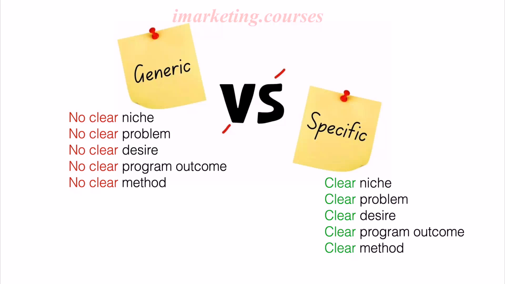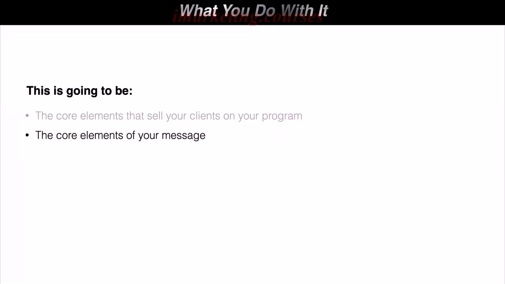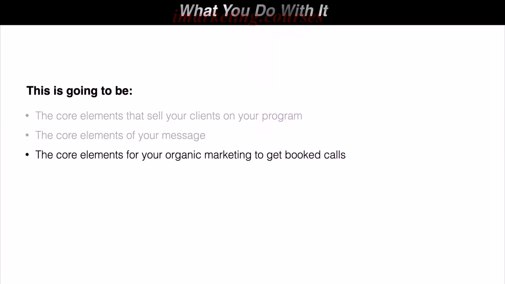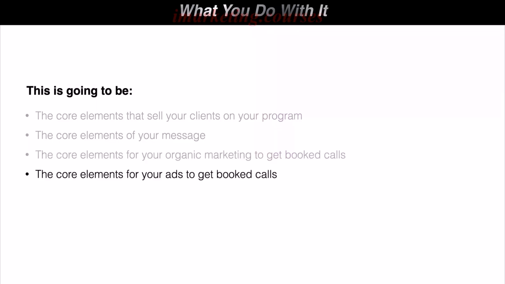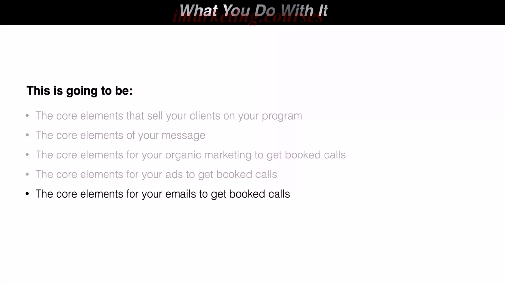Specific, clear niche, clear problem, clear desire, clear program outcome, clear method. That's how we roll. Okay, so this is going to be the core elements that sell your clients on your program, the core elements of your message, the core elements of your organic marketing to get booked calls, the core elements for your ads to get booked calls, the core elements for your emails to get booked calls, the core elements for your webinar, etc.